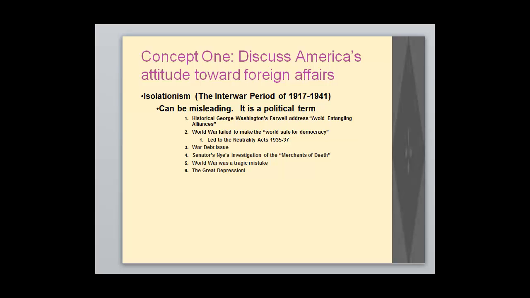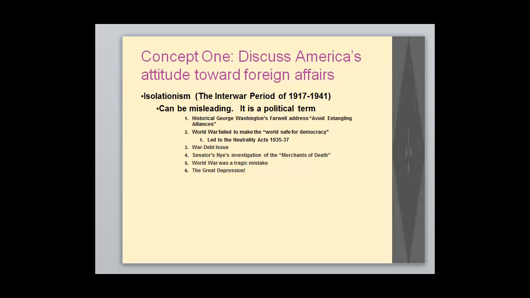The Neutrality Act of 1935 was explicitly designed to prevent a reoccurrence of the events that had pulled the United States into World War I. The act imposed an embargo on arms trades with countries at war and declared that American citizens could travel on belligerent ships only at their own risk, right? So they're trying to learn from the lessons of World War I that dragged the United States into that war.